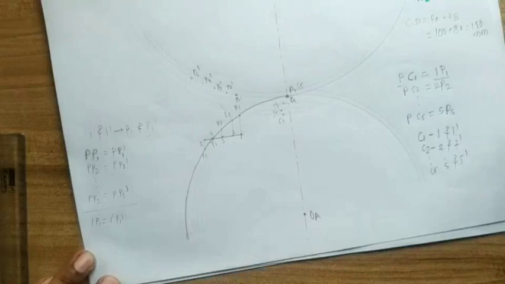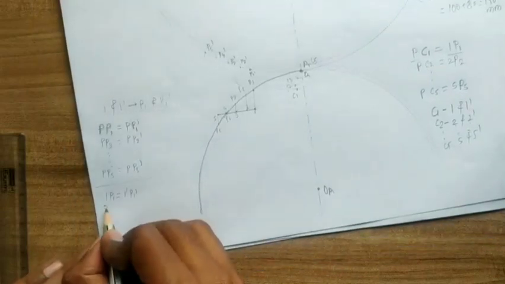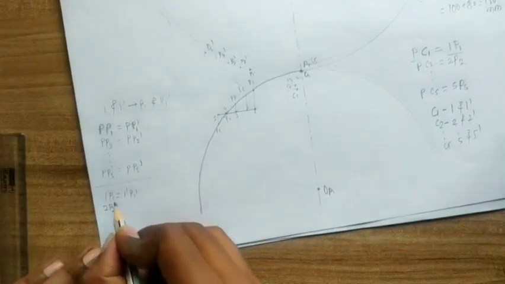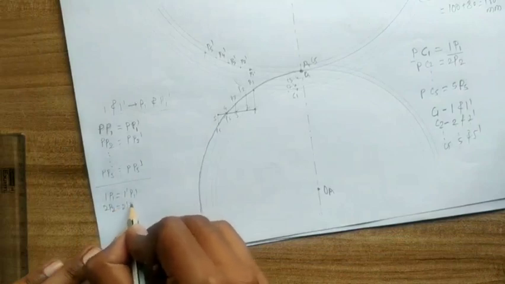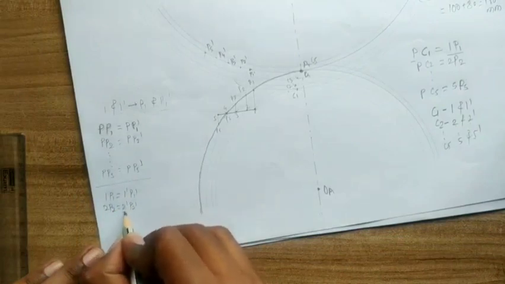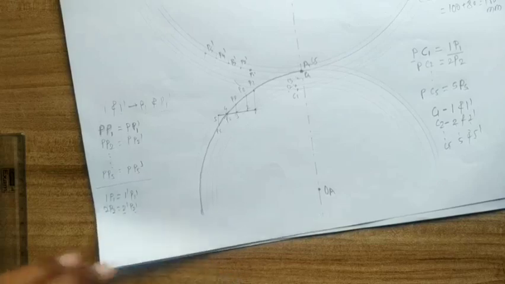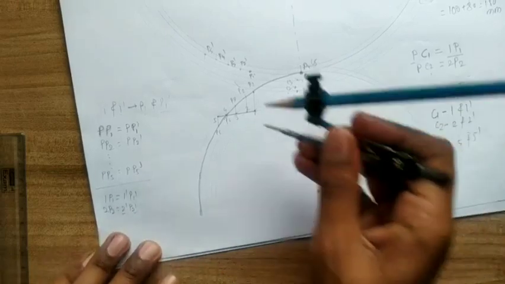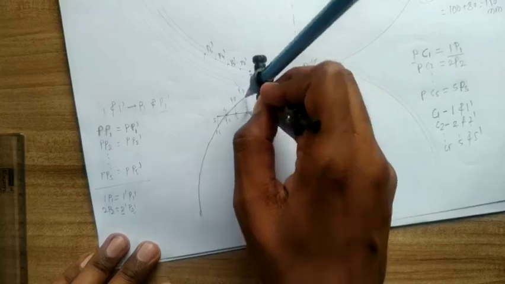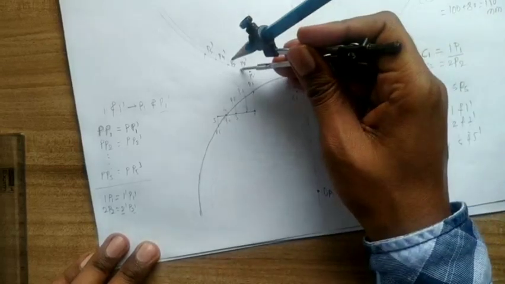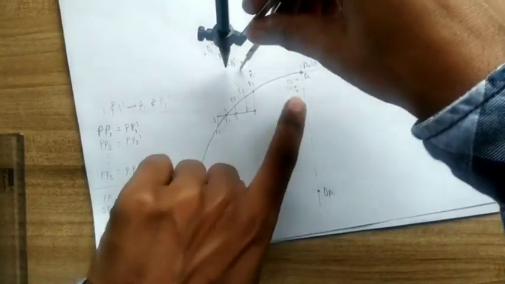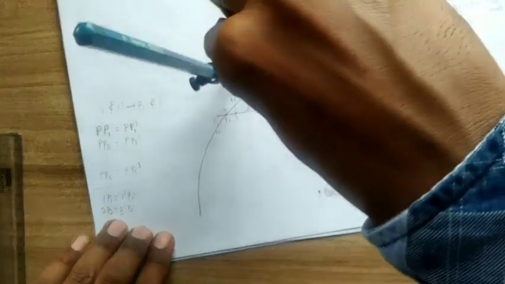Similarly, you can see here now 2P2 as a distance, which is equal to 2 dash P2 dash. I have to find out 2 dash. I know P2 dash. So 2P2 as distance, center as P2 dash, cut the locus of the circle passing through C2. So this is your 2 dash.